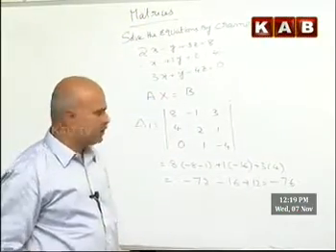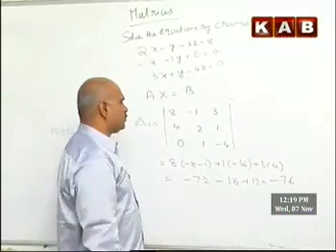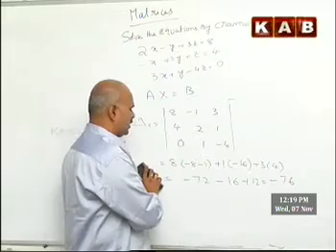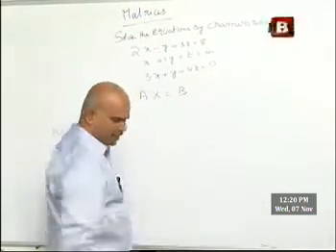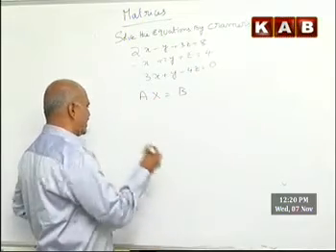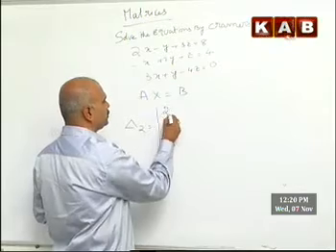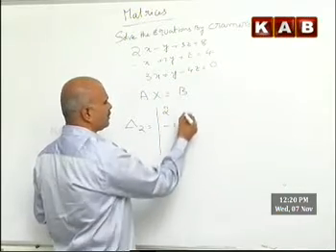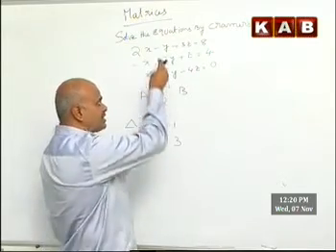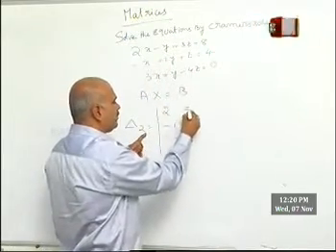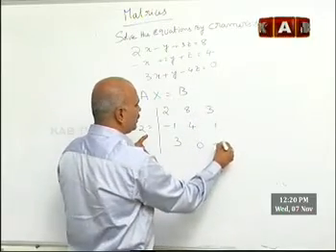Now I would like to find the delta 2. What will be the value of delta 2? To calculate this delta 2, I am writing the delta 2 first. To write the delta 2, I have to replace the second column with constants. The delta 2 is 2, minus 1, 3. Here delta 2 we are going to evaluate, so the second column is replaced with the constant terms 8 4 0. Again 3, 1, minus 4.